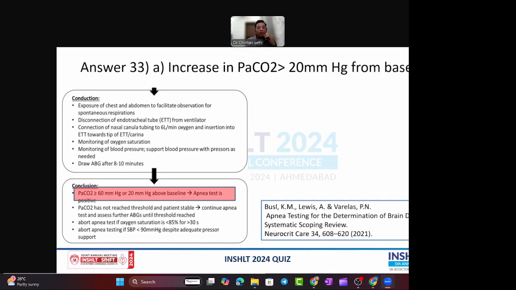And if the patient's oxygen saturation falls below 85, or the systolic BP falls below 90, we should abort the apnea test. Again, we have to optimize the patient and then check the apnea test again. So here the answer is a PaCO2 rise of more than 20 mmHg from baseline, which we consider a positive apnea test. Next, please.